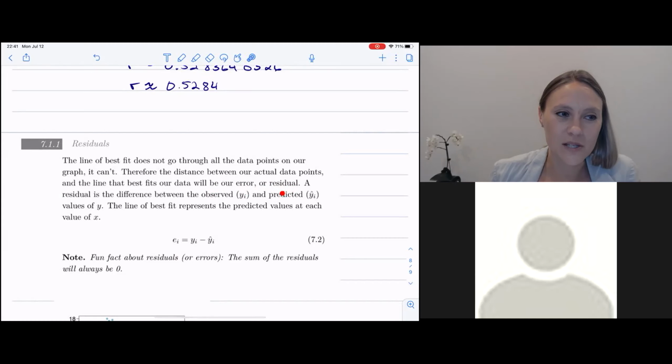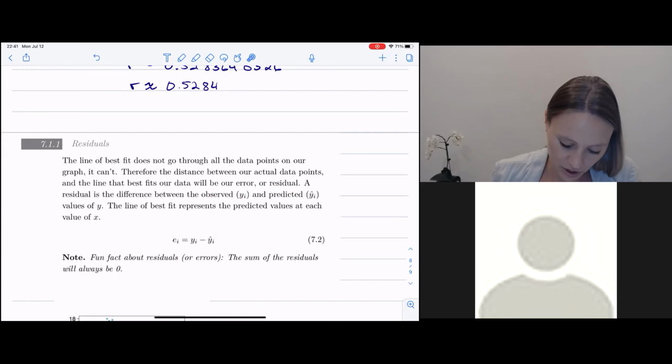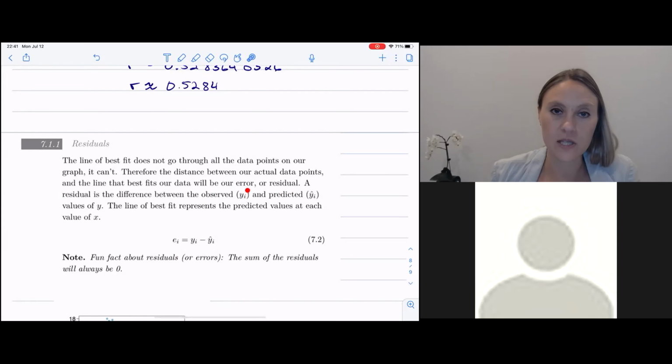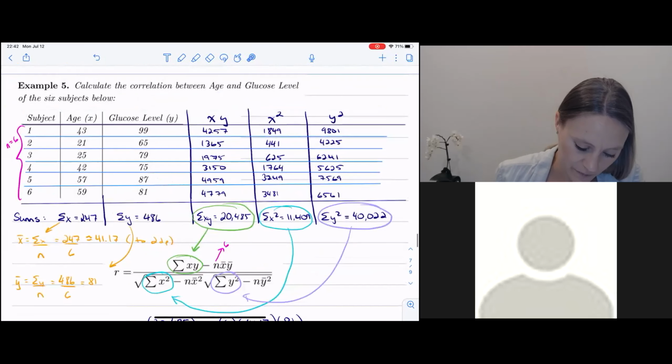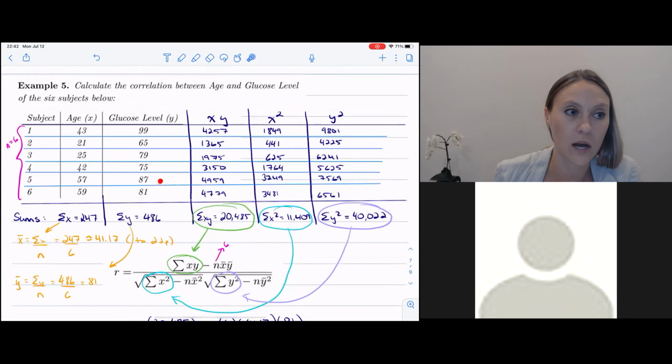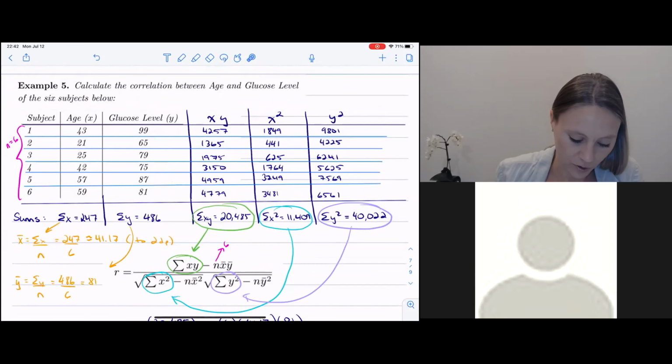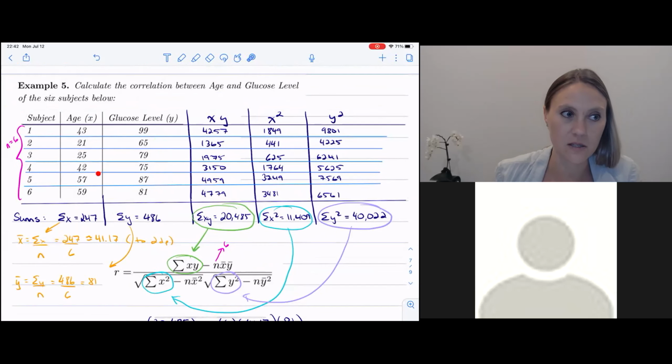So the residual is going to be the difference between the observed y, which is the actual y value that we saw in our data. For example, in this data set here, these would be our actual y values, right? So those would be our actual y's for each of these x's, right?